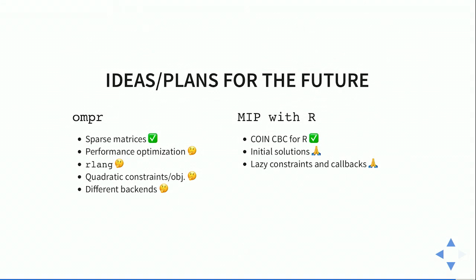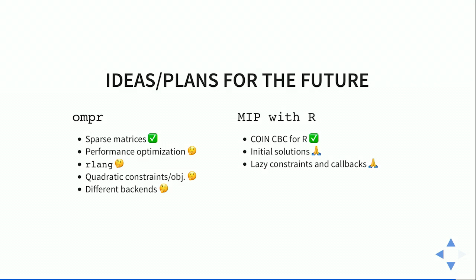There are two tracks I want to follow. There's the ompr side. I'm almost done with sparse matrices, so it gets more memory efficient. That will definitely come into the next CRAN version. I'm still not fully sure what matrix package I'll use and what encoding for the sparse matrices, but that's almost done. Performance optimization is quite important because ompr adds a huge layer of abstraction and that costs computational speed. So that needs to be reduced further, but I have some ideas to do that.